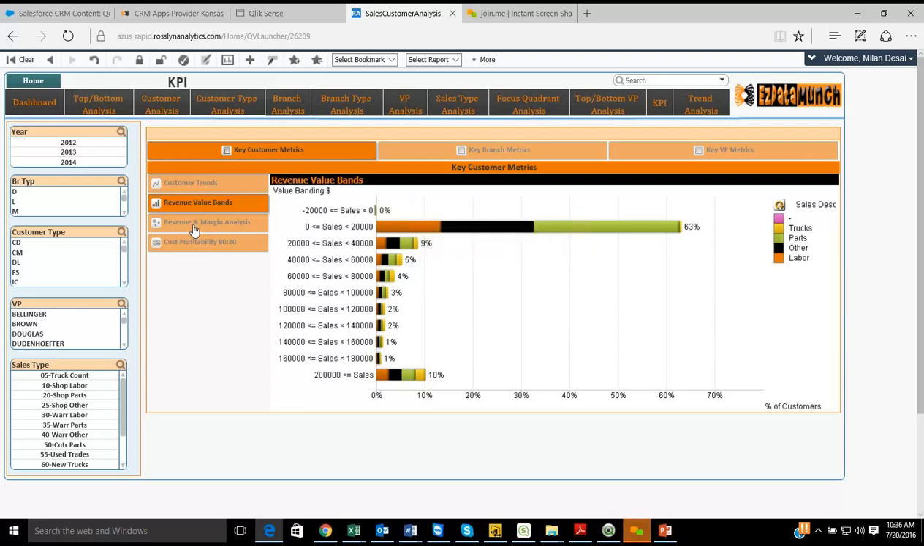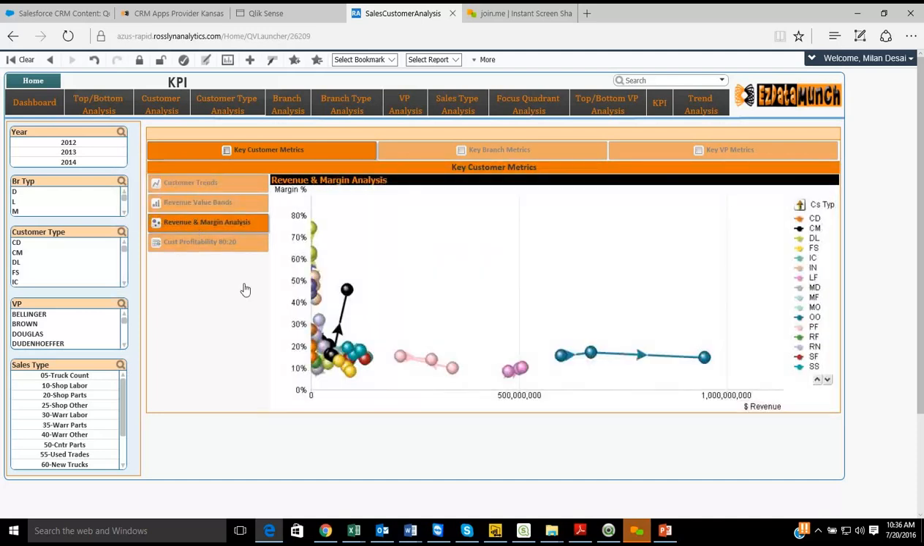So a revenue and margin analysis, as you can see, basically gives you a trend line in terms of when the revenue is going up, what happens to your margin, and so on and so forth.